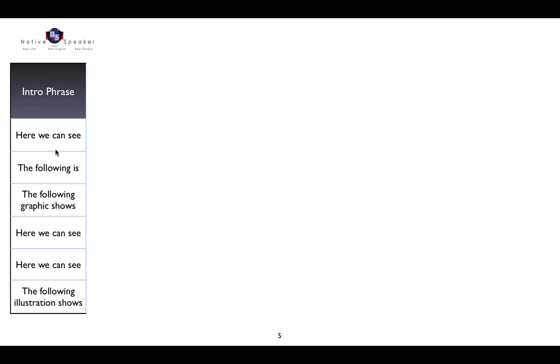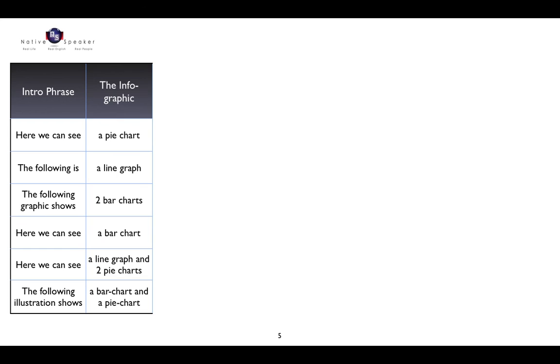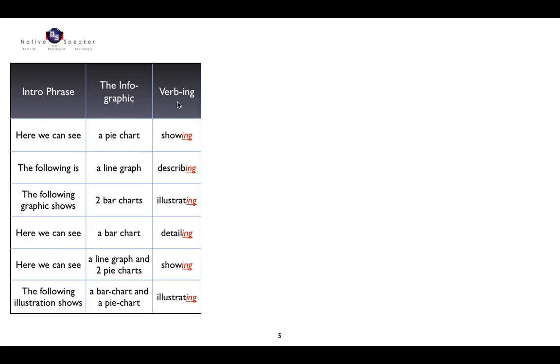Now I'm going to show you another table where we didn't use just here we can see. We use some other phrases also. So here we can see, the following is, the following graphic shows, and the following illustration shows. So we mix these in with here we can see in this one. Again, the same structure, a pie chart, a line graph, etc. And again, verb ing. Here we can see a pie chart showing. The following is a line graph describing. The following graphic shows two bar charts illustrating. The following illustration shows a bar chart and a pie chart illustrating.